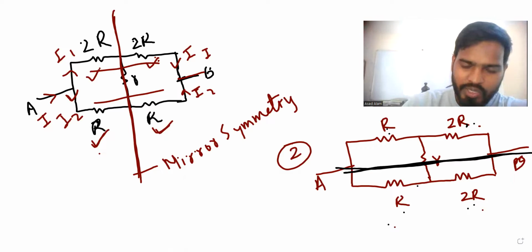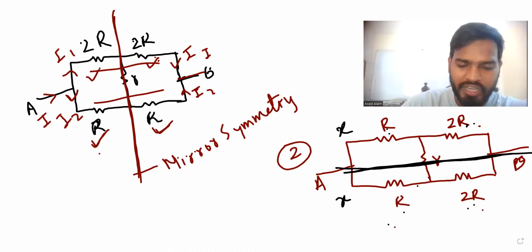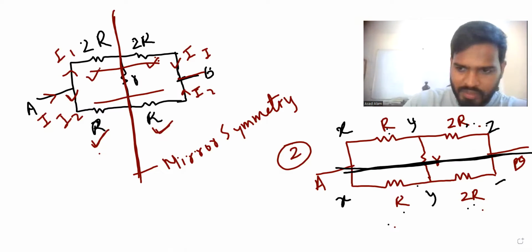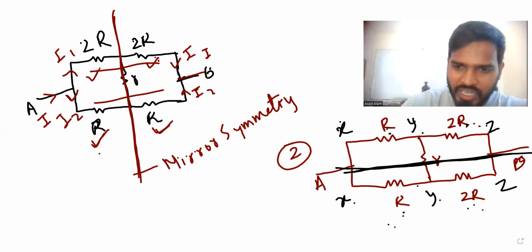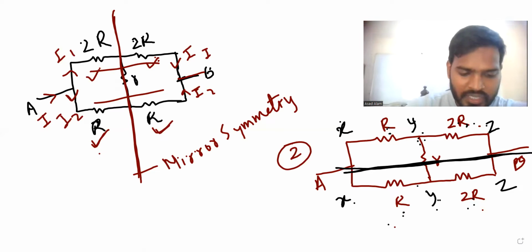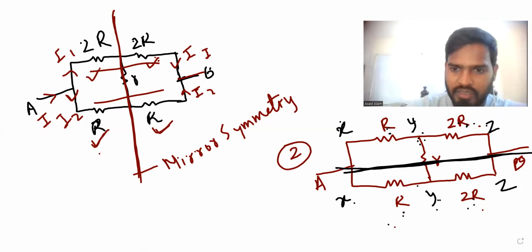Suppose this point is X, so this point is also X, meaning we can say the voltage is the same. Y, Y, Z, Z. So these two X, X are in parallel, so obviously same voltage. Here Y, Y. So what will happen now here? You will see Y and Y.